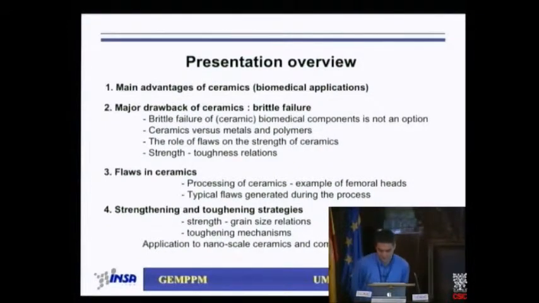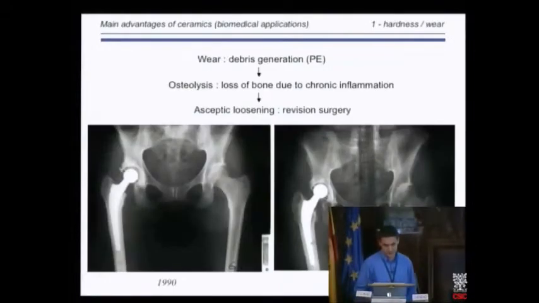We'll take the example of femoral heads, which are used for hip components. And then how to increase the strength, how to increase the toughness of ceramics. How can we play on the strength-grain size relations, strengthening, toughening, and does it apply to nanoscale ceramics and composites? This is the idea of this presentation.